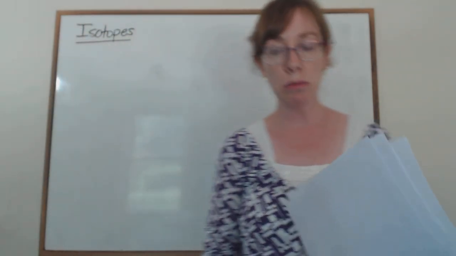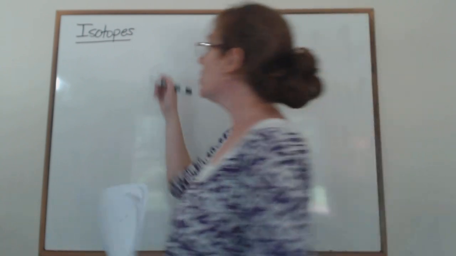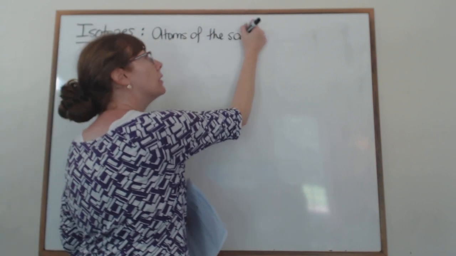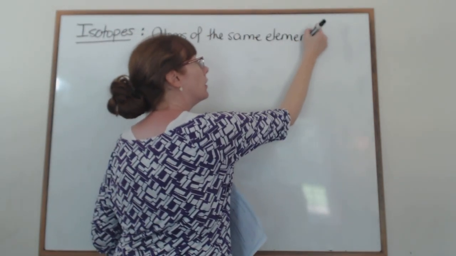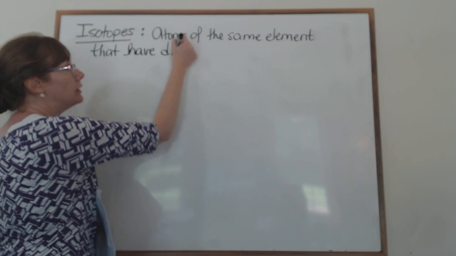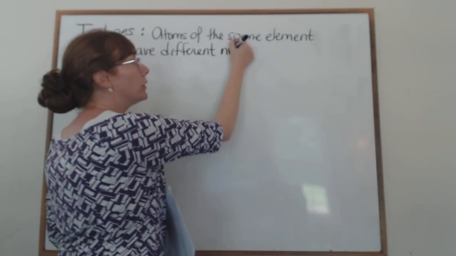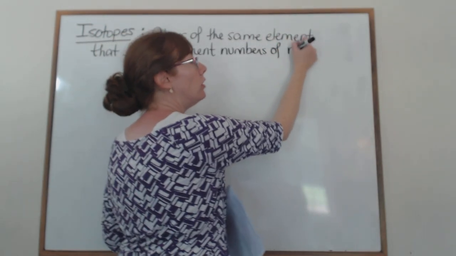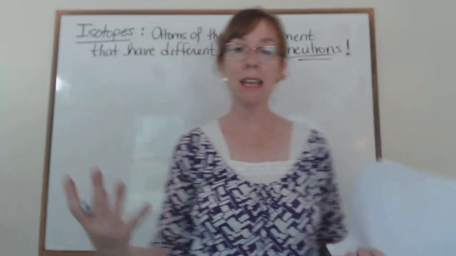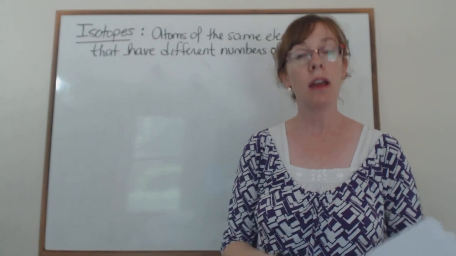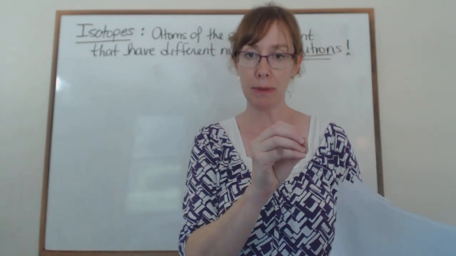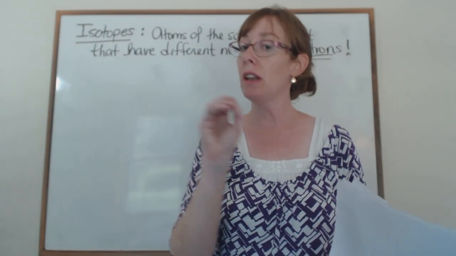All right, isotopes. Isotopes are atoms of the same element that have different numbers of neutrons. They have to have the same number of protons or else they wouldn't be the same element. But within the same element, there can be subtypes of the atom, and those are called isotopes. They can have different numbers of neutrons.